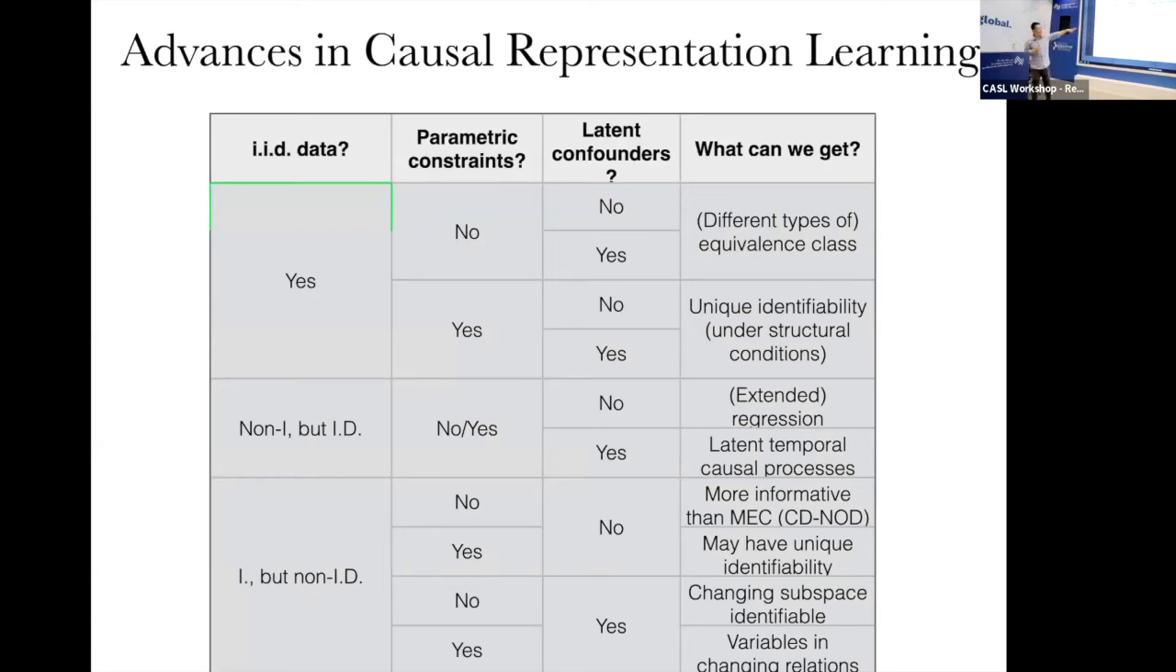And if you are willing to make some further assumptions about the causal influence, then in some situations you can recover the underlying truth uniquely. But basically, in a non-ID situation, the problem will be simpler. Okay, you will see why.